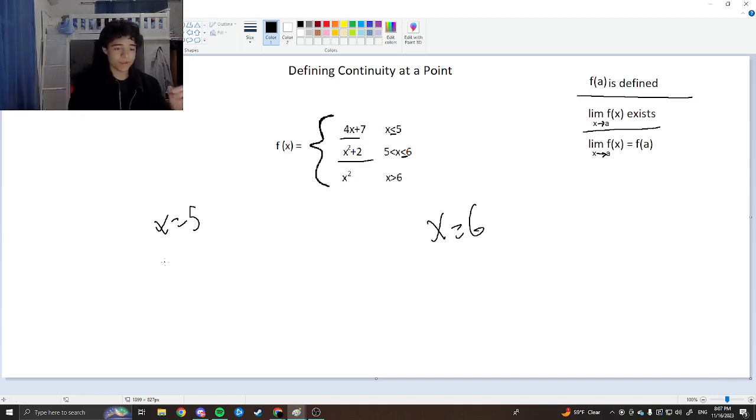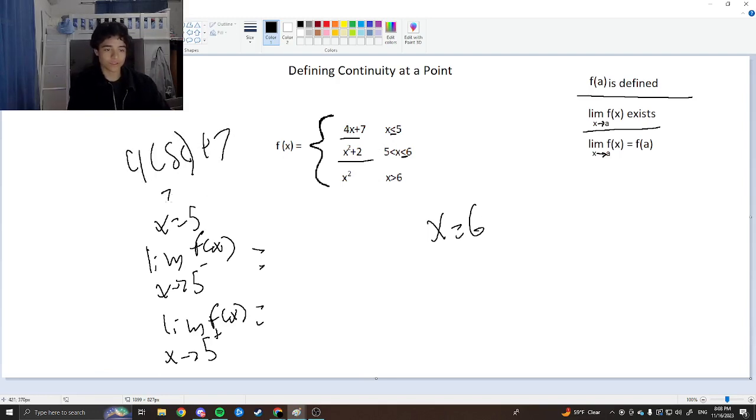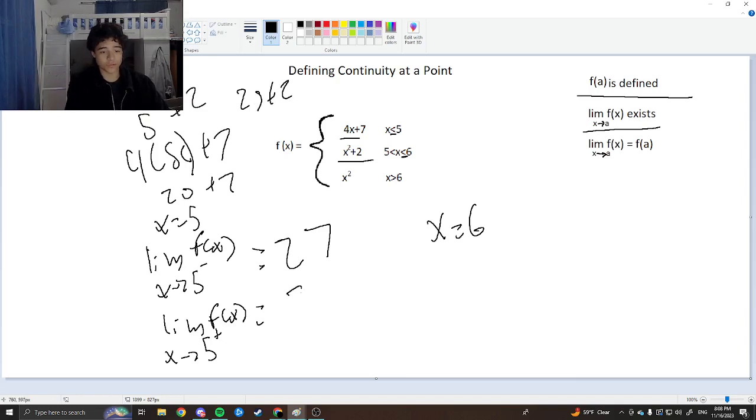But to see if they meet up in the middle, you're going to have to look at the left limit, and you're going to have to look at the right limit to see if they agree with each other. So to find the left limit, you're going to use this left equation here, because this is the left of 5. You plug it in and get 4 times 5 plus 7, which is 20 plus 7, so you get 27. And for the second one, x squared plus 2, if you plug in 5, you get 5 squared plus 2, or 25 plus 2, and you end up with 27.